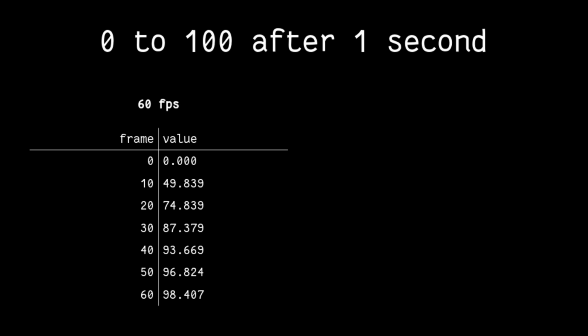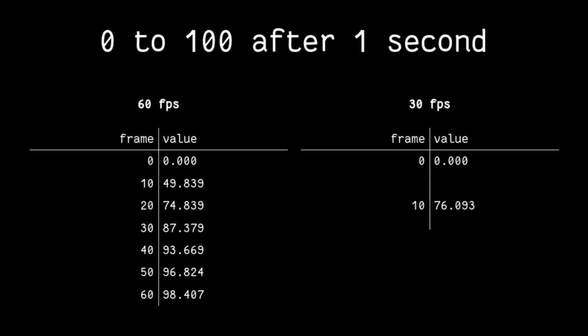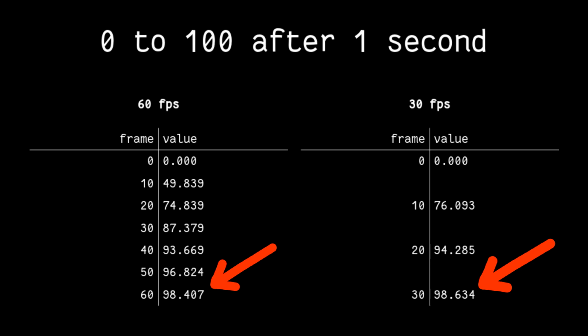So, if we use the code I showed earlier to interpolate between 0 and 100, the value will look like this. After 1 second, the value for a game running at 60 FPS is 98.407. For a 30 FPS game, it will be 98.634. Wait, these aren't the same numbers. Sure, they're close, but this is only after 1 second. Imagine what would happen if I let the player move the camera around, constantly changing the value we're going to, and we decided to play for longer than a second.